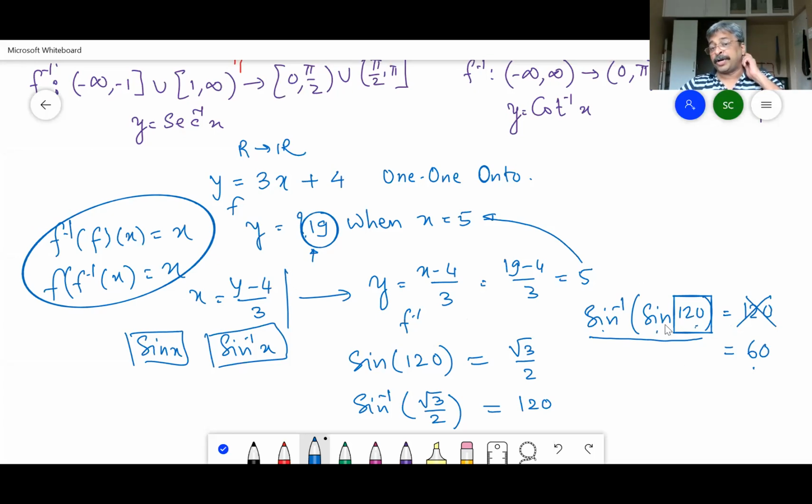And will it be true for every value? Will sine inverse of sine 30 be equal to 30? Yes. This is going to be true because this value is well behaved. It is in the required domain of sine.